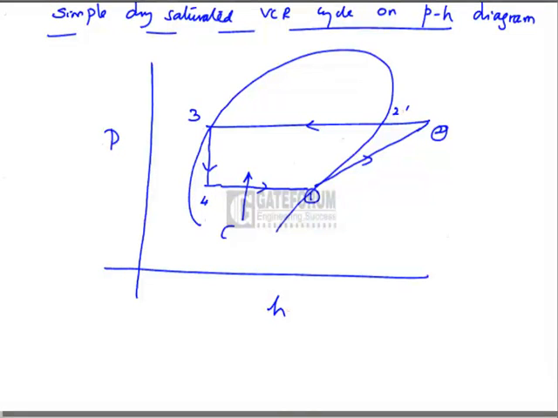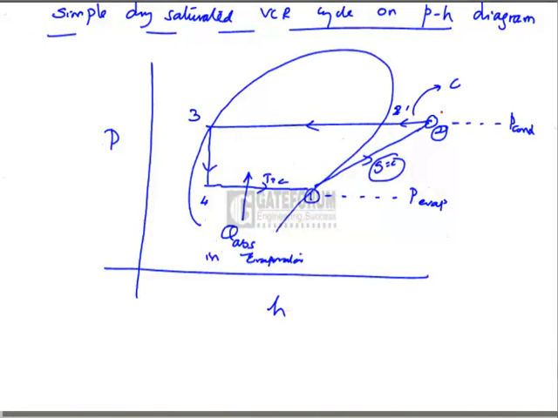4-to-1 is isobaric, Q absorbed in the evaporator, and it is also isothermal. Temperature is also constant. 1-to-2 is isentropic compression from evaporator pressure to condenser pressure. The state 2 is a superheated vapor.